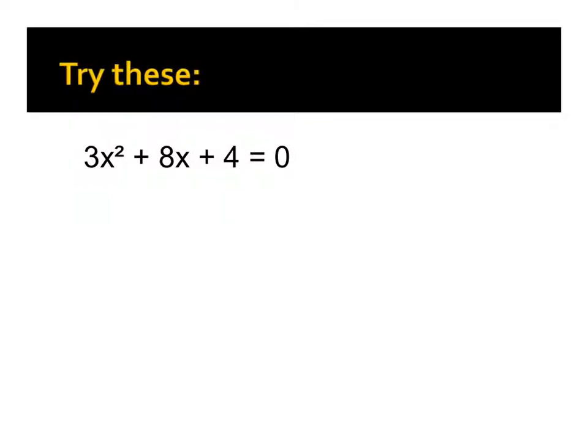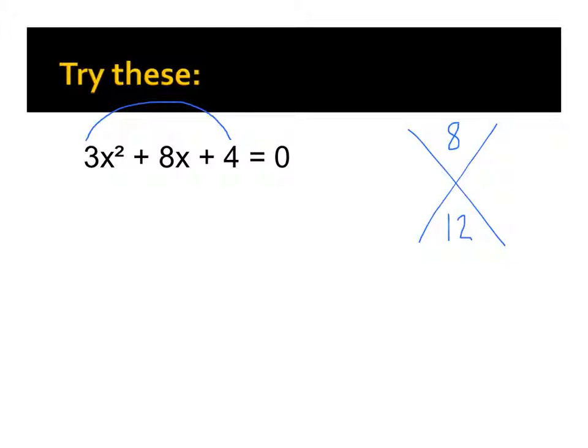Another rainbow method problem. Let's set it up. We want to add to 8. What do we want to multiply to? Let's get that rainbow going. 3 times 4 gives me 12. So I want to multiply to 12. Multiply to 12, add to 8.